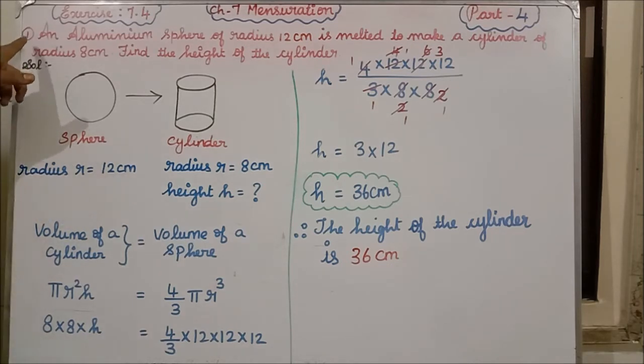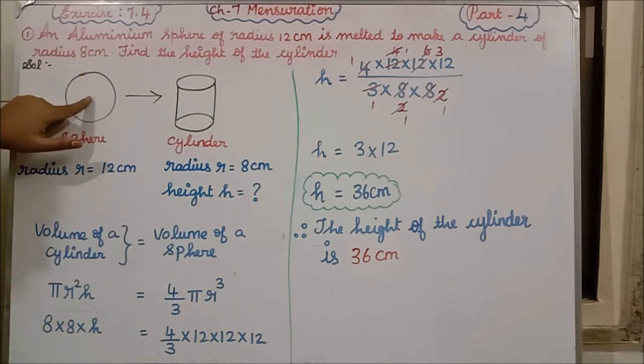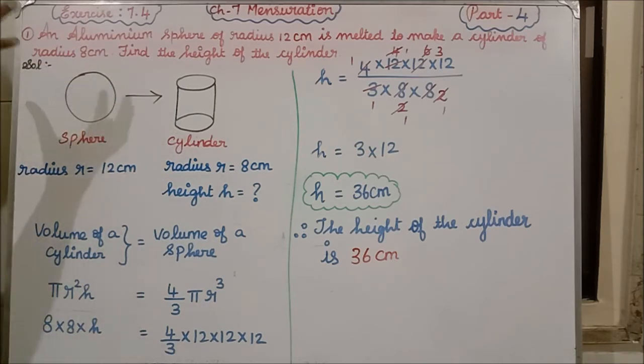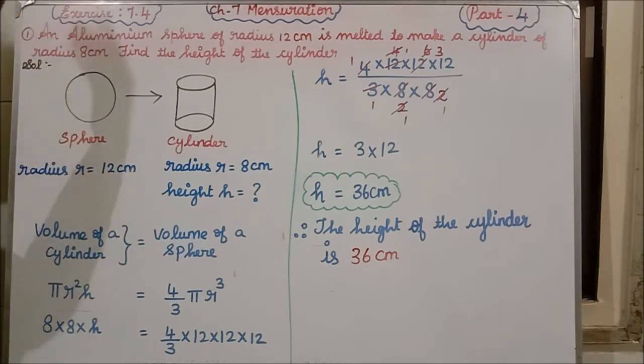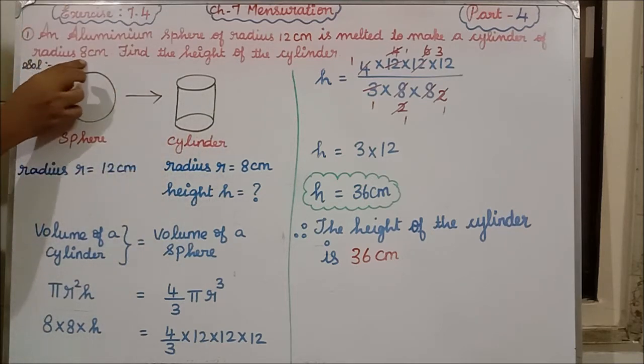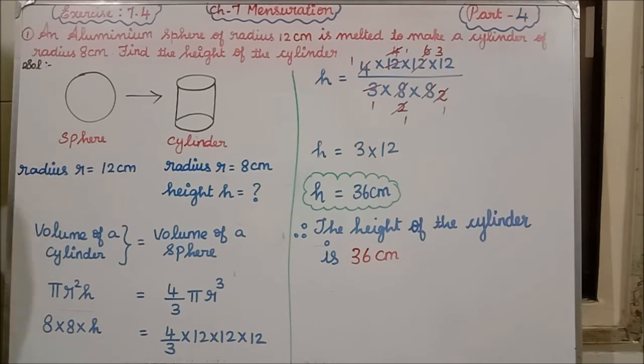See the question I have written here. An aluminum sphere of radius 12 centimeter. Now this is the sphere. The radius of the sphere is 12 centimeter. It is melted to make a cylinder of radius 8 centimeter. Students, first they are having the sphere, its radius is 12 centimeter. We are melting it and we are making it into another shape, which is a cylinder. The cylinder radius we are making is 8 centimeter. We have to find the height of the cylinder. Can you able to understand the question?